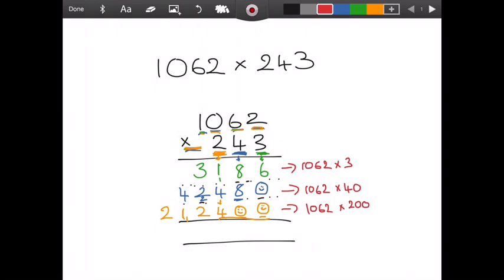So what we're doing finally here is adding them all up to get our total. We've got 6, 16, 10, 3, 4, 5, 6, 7, 8, 5, and 2. So our final answer here is 258,066.